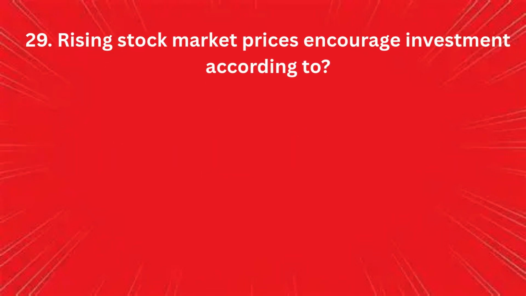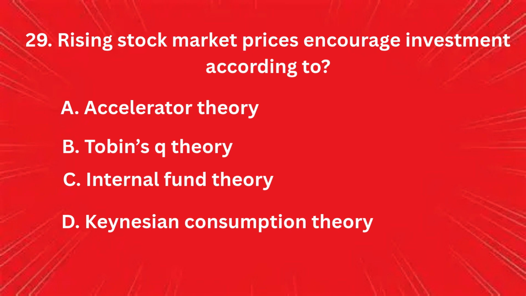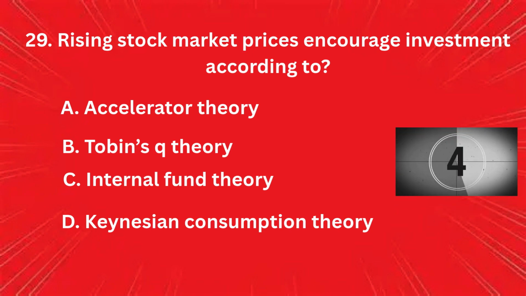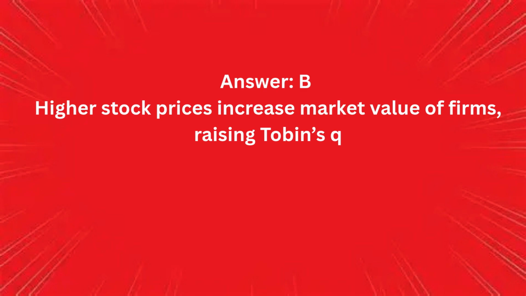29. Rising stock market prices encourage investment according to A. Accelerator theory. B. Tobin's Q theory. C. Internal fund theory. D. Keynesian consumption theory. Answer: B. Higher stock prices increase market value of firms, raising Tobin's Q.